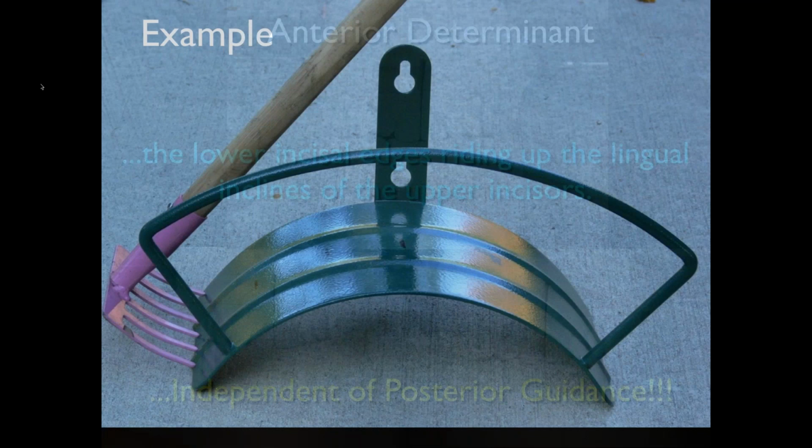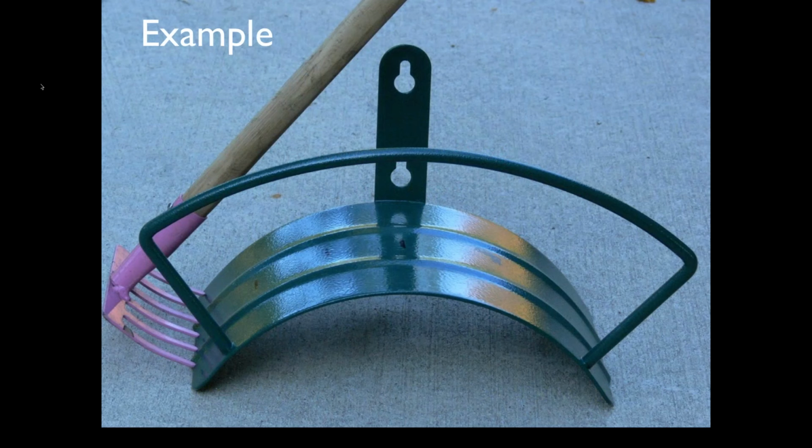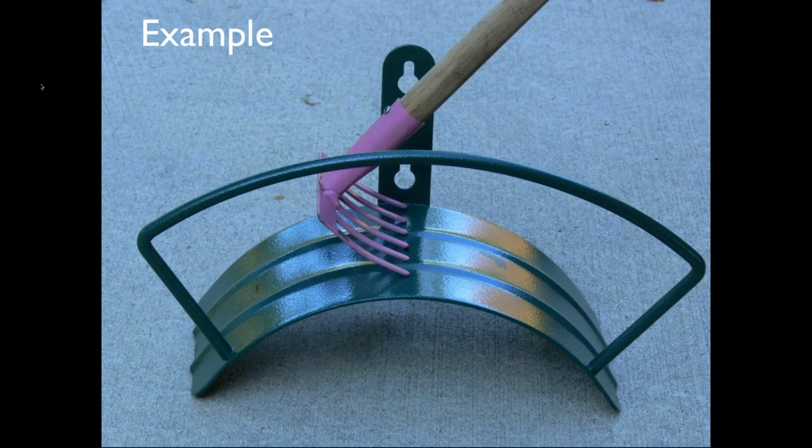And as just an example of how this works, we're going to take this little hose holder and we're going to call that the maxillary. We're going to pretend this green thing is the inclines of the lingual of the maxillary teeth, and the little purple rake are the lower incisal edges. And so if we drag the incisal edges along the linguals of the upper, it follows a path. It follows this curved path, and it just does what it does, okay?